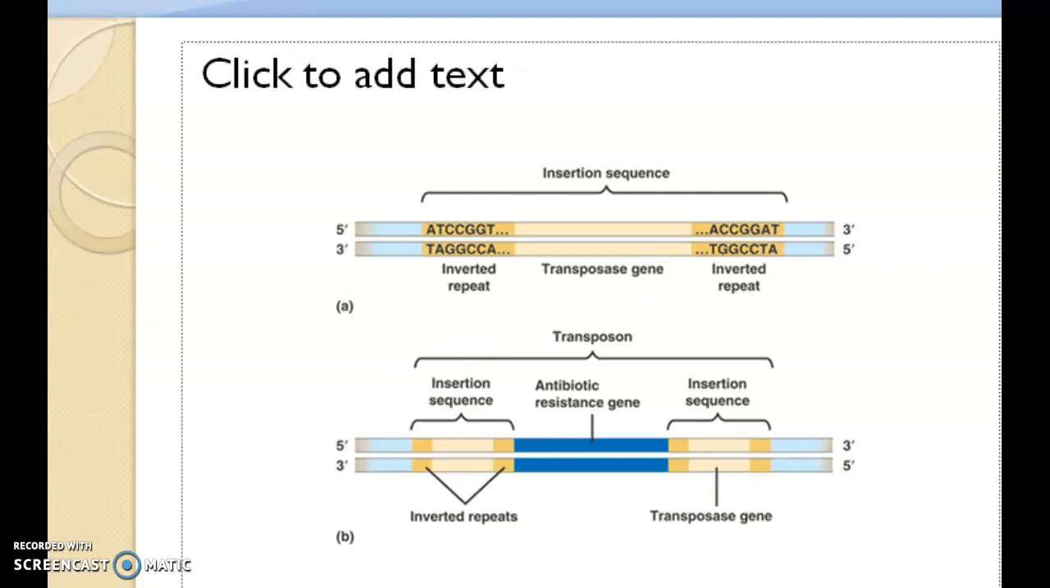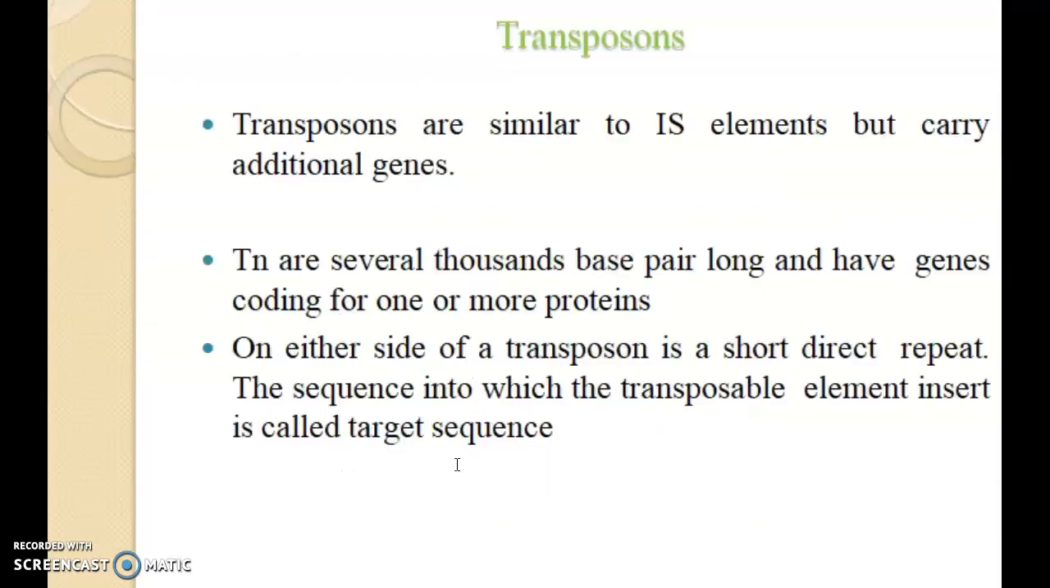Then the second transposable element is the transposons. Transposons are similar to IS elements but carry additional genes. The Tn elements are several thousand base pairs long and have genes coding for one or more proteins. On either side of a transposon, there is a short direct repeat. The sequence into which the transposable element inserts is called the target sequence.